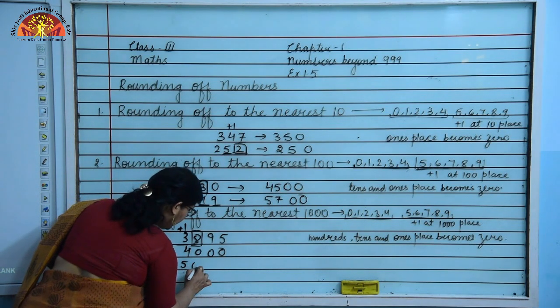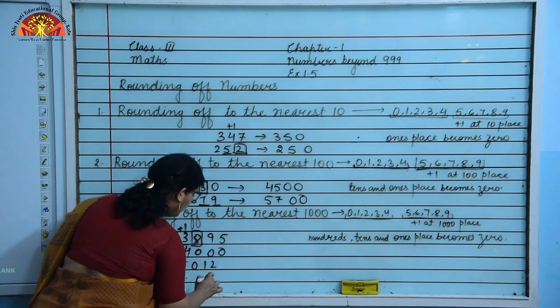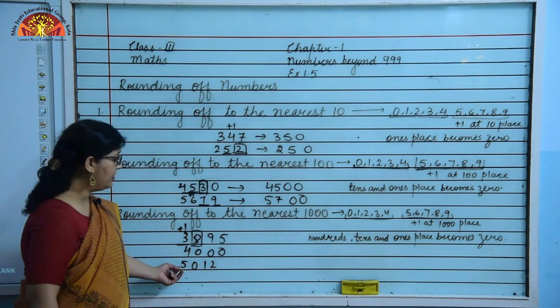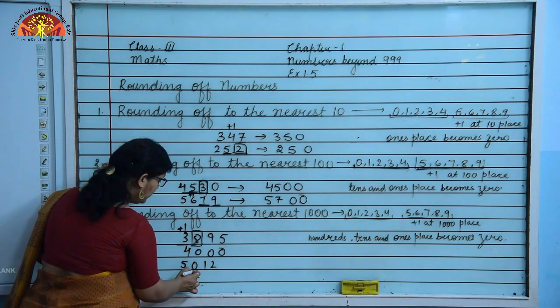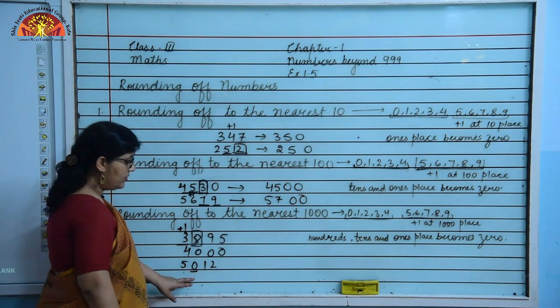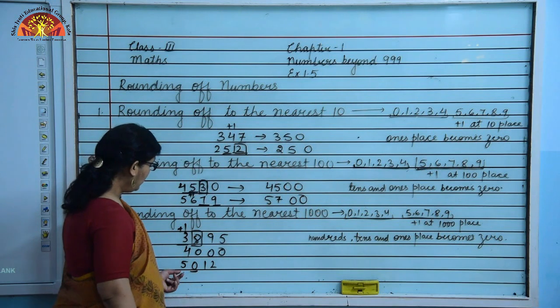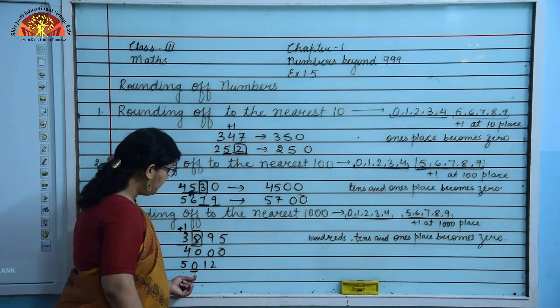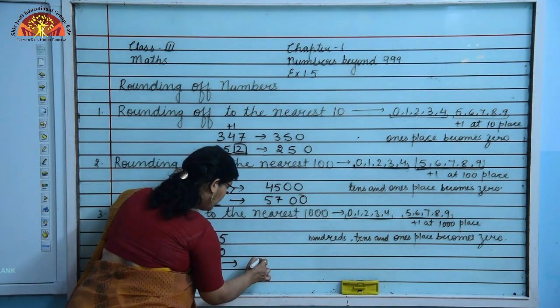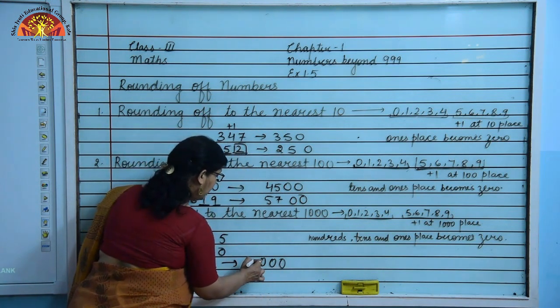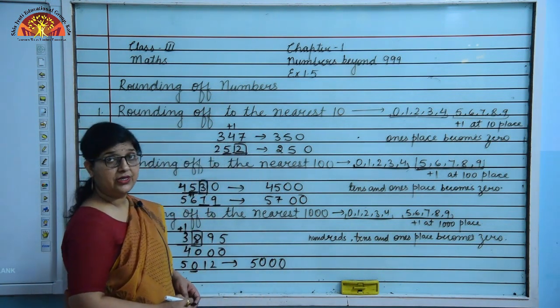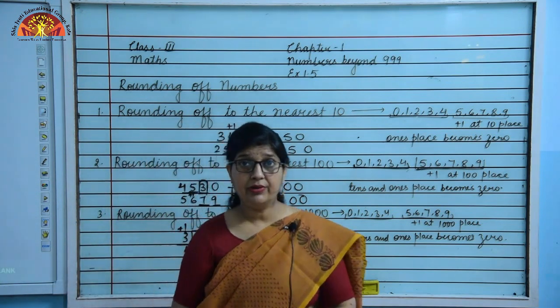Now if we have number 5012, we want to round off this number to the nearest 1000, we observe hundreds place, it is 0, it is less than 5. So ones, tens and hundreds place become 0 and thousands place remains the same. So we will get 5000. These are the rounding of numbers.